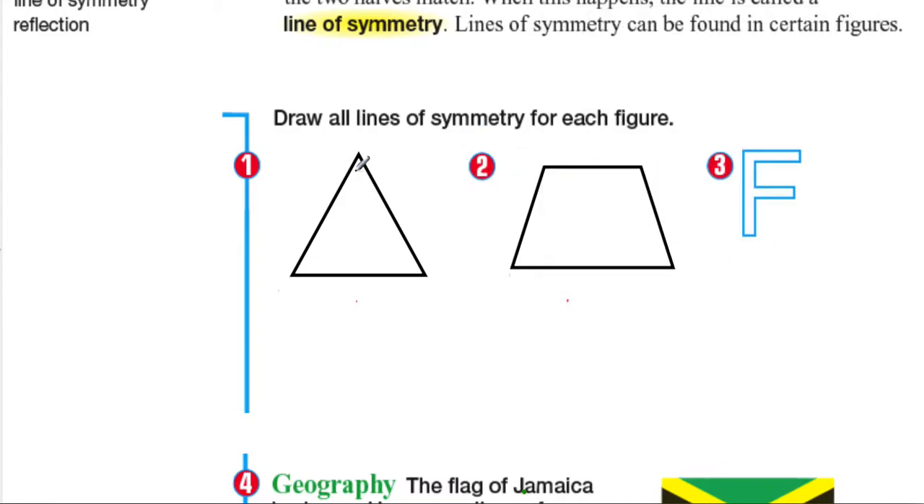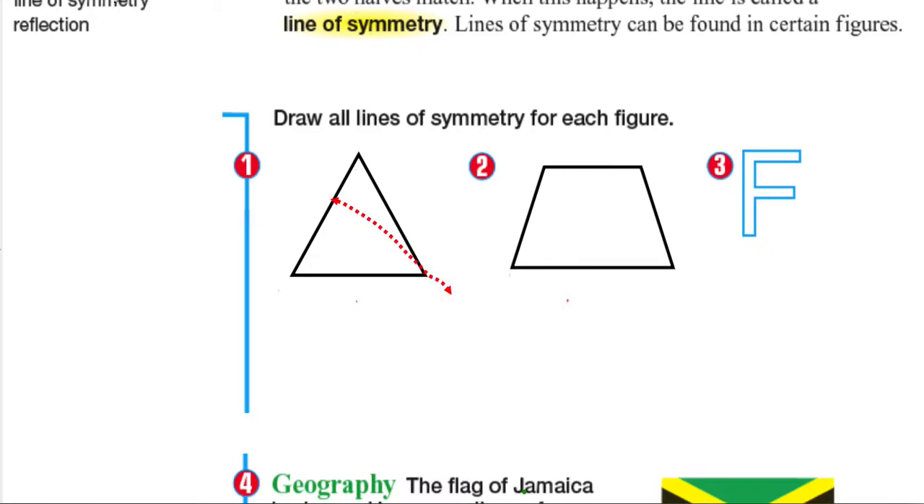Again, let's review what a line of symmetry is. A line of symmetry is when I draw that line, the two halves will match exactly. That means if I fold the left side of my figure over to the right side over that line of symmetry, there will be no overlaps. So one line of symmetry is this one right here.